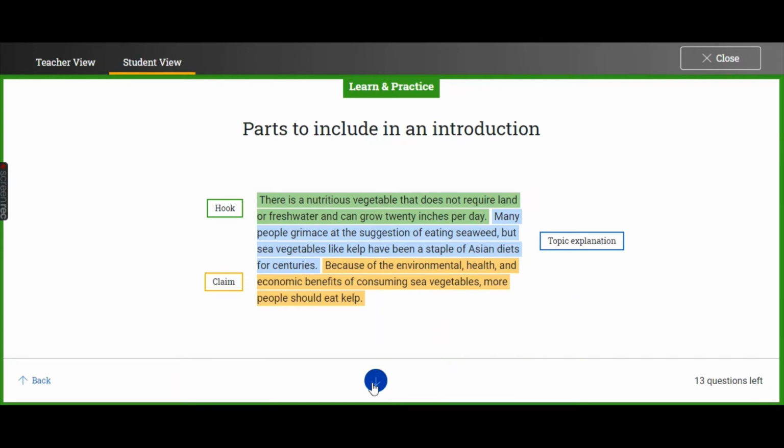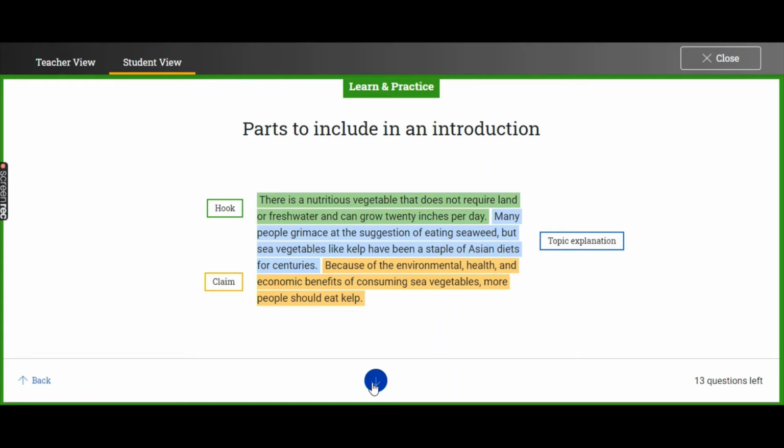Parts to include in an introduction. We've already talked about these, so I will just go ahead and read the paragraph. There is a nutritious vegetable that does not require land or fresh water and can grow 20 inches per day. Many people grimace at the suggestion of eating seaweed, but sea vegetables like kelp have been the staple of Asian diets for centuries. Because of the environmental, health, and economic benefits of consuming sea vegetables, more people should eat kelp.